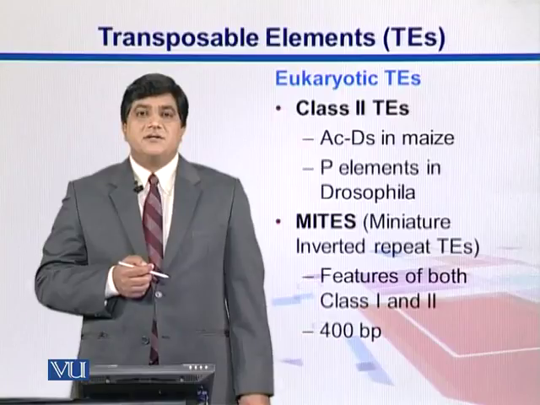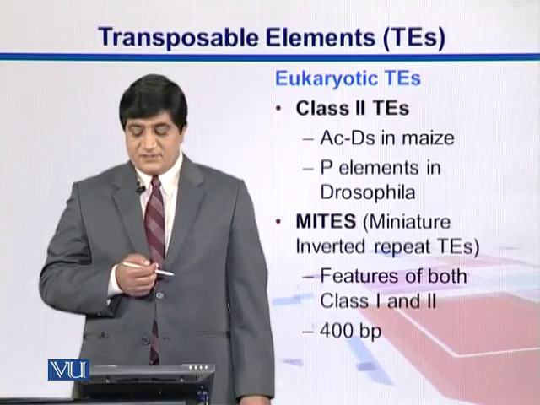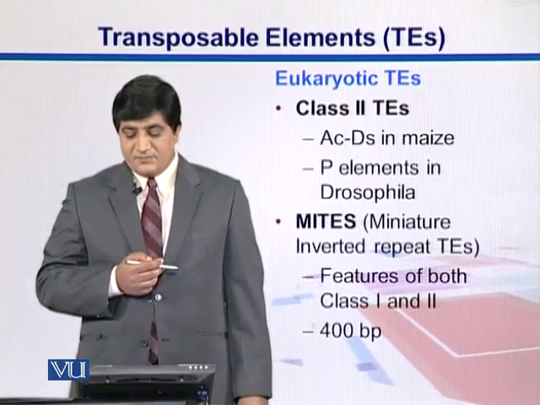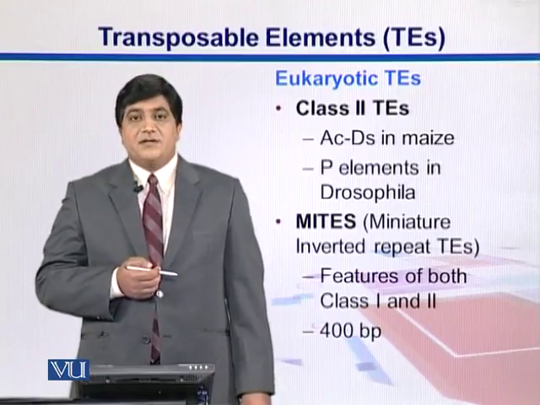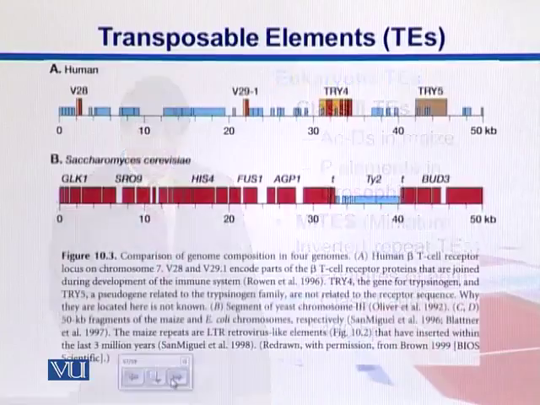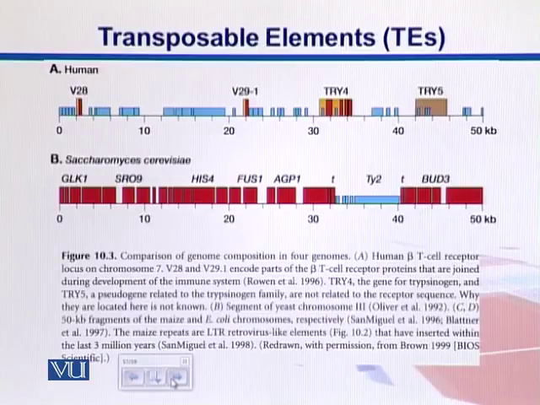Then there are additional elements, we call them MITEs, which are miniature inverted repeats that have the features of both class 1 and class 2, and they are 400 base pairs long. Here in this diagram we see the comparison of human, yeast, maize and E. coli. And in blue we see those repetitive regions, the transposons.